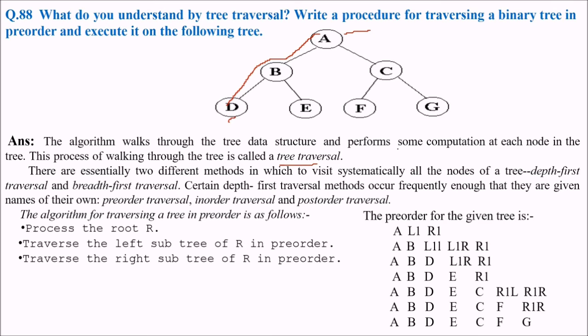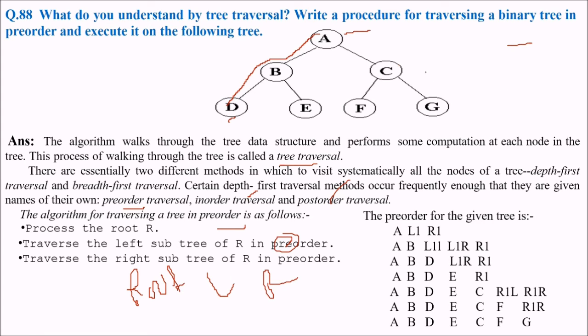Certain depth first traversal methods occur frequently enough that they are given names like pre-order traversal, in-order traversal, and post-order traversal. So the algorithm for traversing a tree in pre-order, as we have been asked, is: we have to process the root first. Always process the root, then traverse the left subtree of R in pre-order fashion, and traverse the right subtree of R in pre-order fashion. So we take root, then left, then right. This is pre-order.